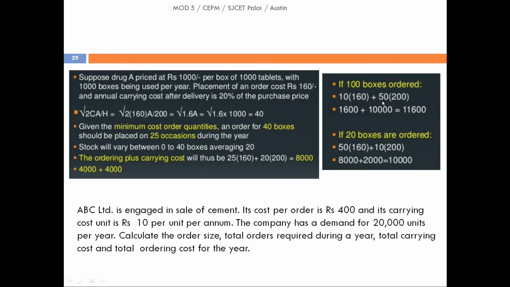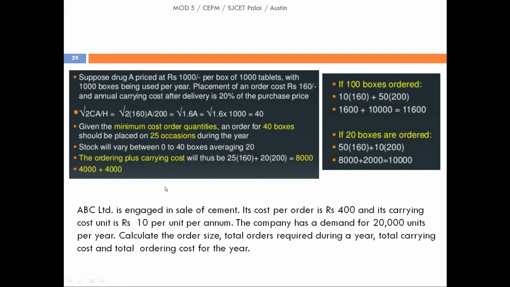50 is nothing but Q divided by 2. Therefore 100 divided by 2 is 50, multiplied by the carrying cost, which is 20% of the purchase price, equal to 200. The total cost becomes 11,600. Likewise, if we reduce the number of boxes per order, say 20 boxes are ordered, we need to order 50 times, to make 1000 boxes. Therefore 50 into 160 plus 10 into 200, which makes the total amount 10,000.